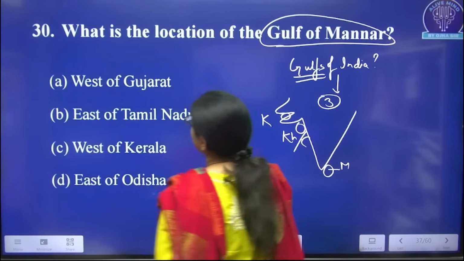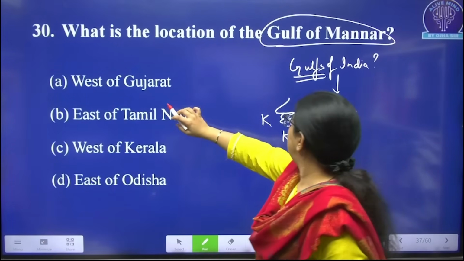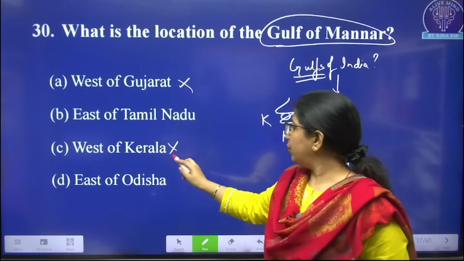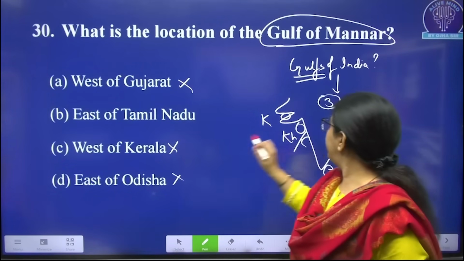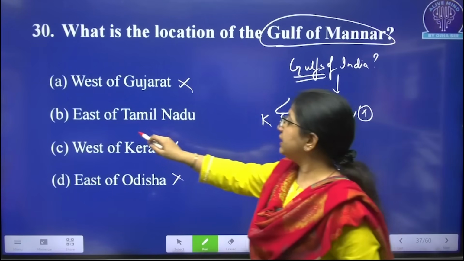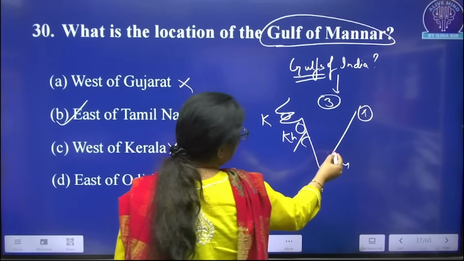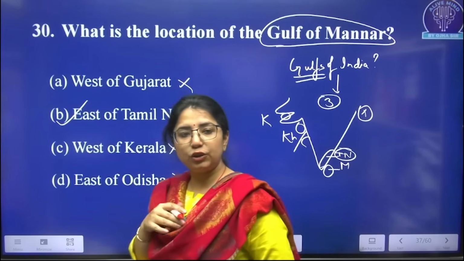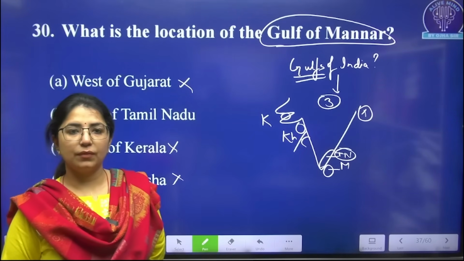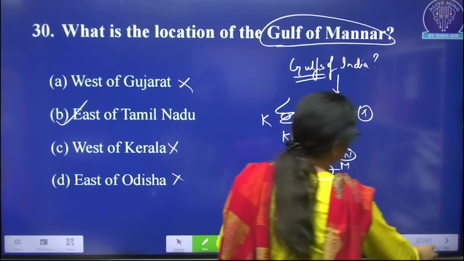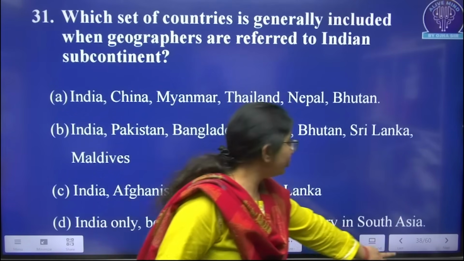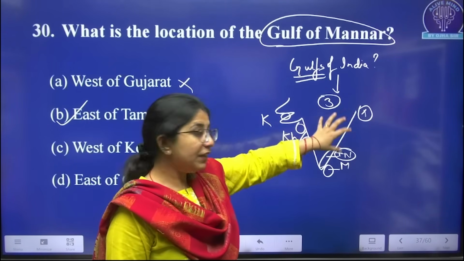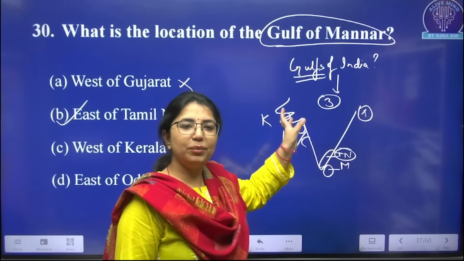So what have they asked? It lies where? West of Gujarat? No, west of Gujarat, so these both will come. West of Kerala? No. East of Odisha? No. It is east of Tamil Nadu, because here there is a state named Tamil Nadu and it is east of Tamil Nadu. Right? This is also an application based question. If you don't know the gulfs and even their position, how will you be able to do this?